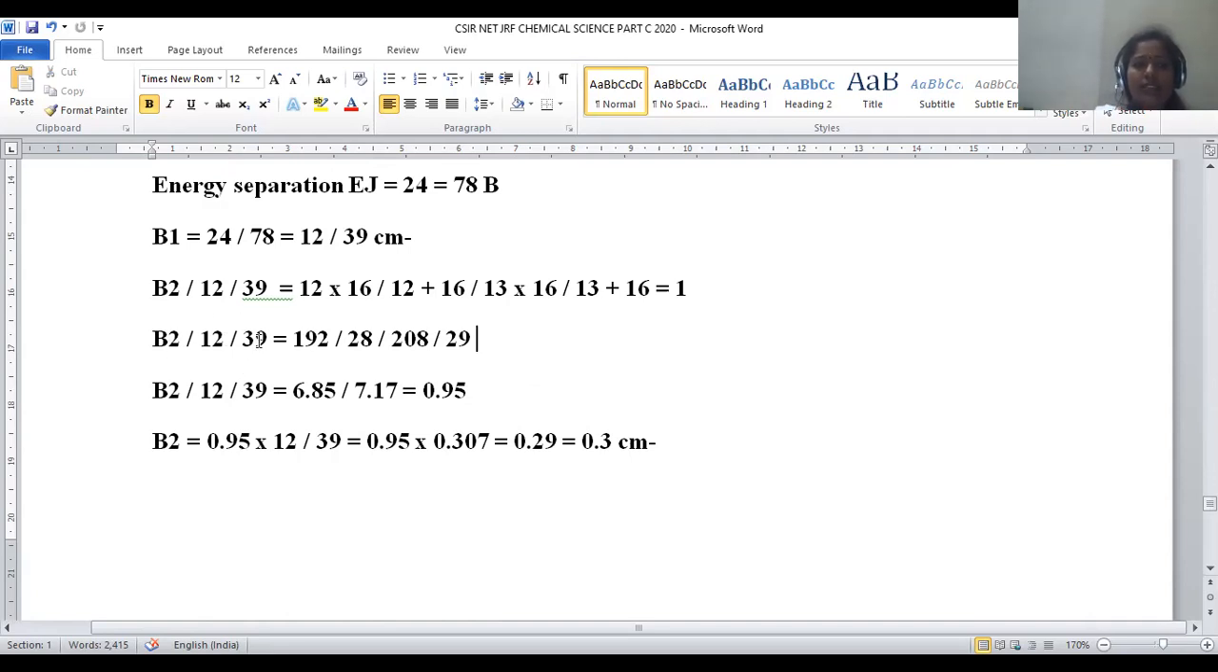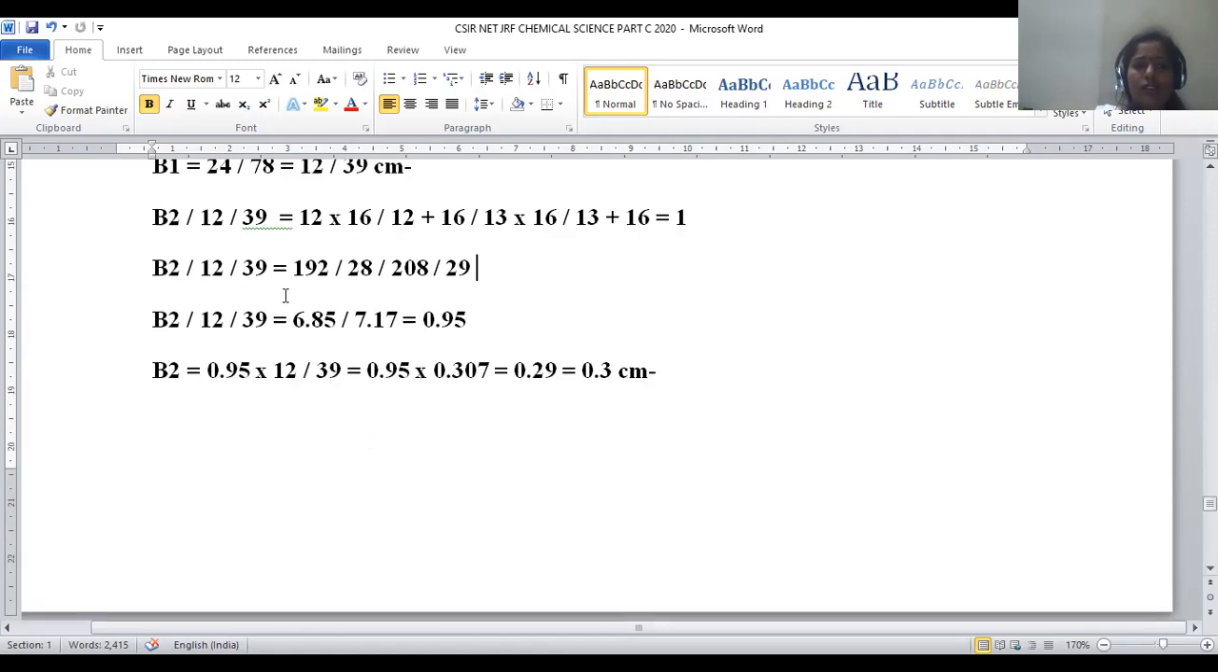B2 by 12 by 39. So this, we are not doing anything, is equal to, we multiplied all these values. So 192 by 28 by 208 by 29. So these are the values obtained. So after that, we are taking the values of these.